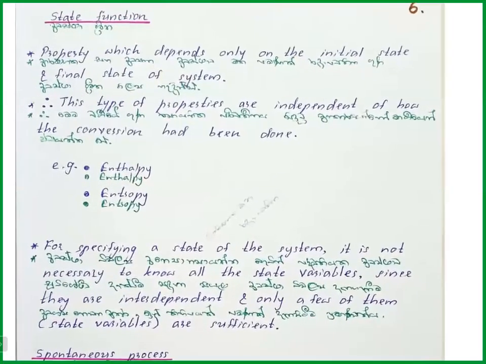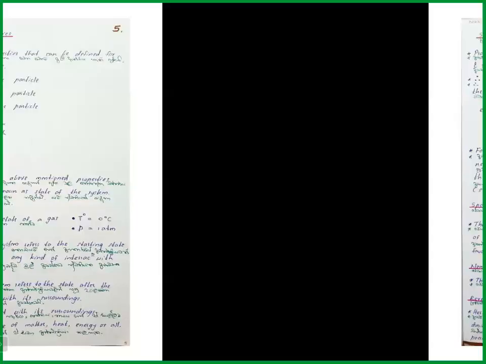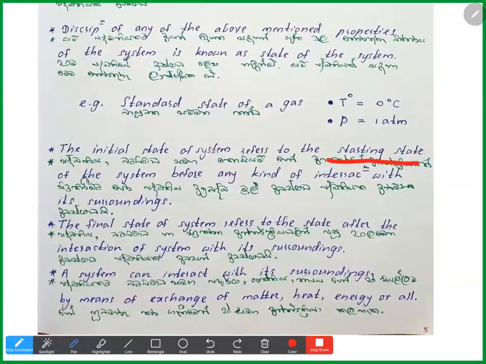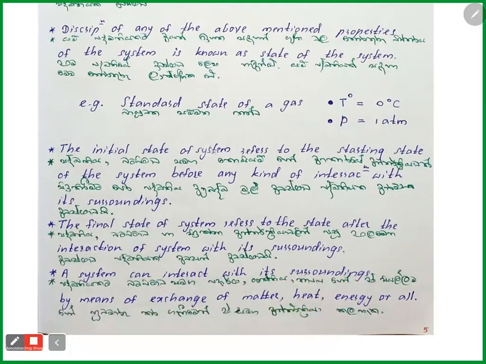Okay. So initially, before starting the experiment, the first part is called the starting state. Starting state means just the initial condition. Then the final state is the final condition. Once all these reactions occur, whatever interactions are done, then the second state is called the final state. A system can interact with its surroundings by means of exchange of matter, heat, energy, or maybe all.